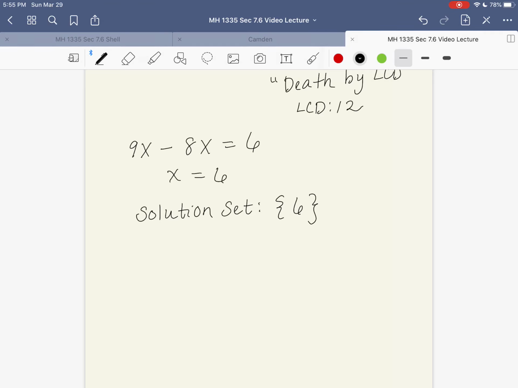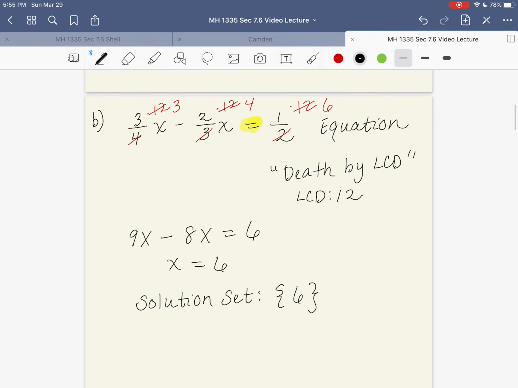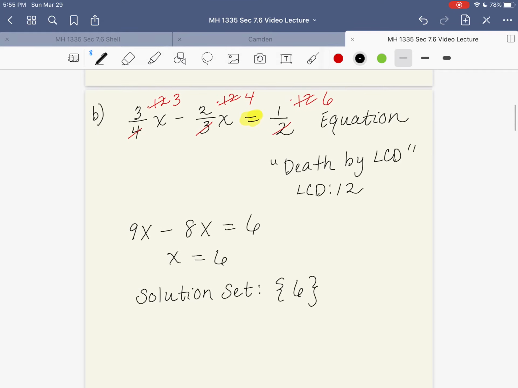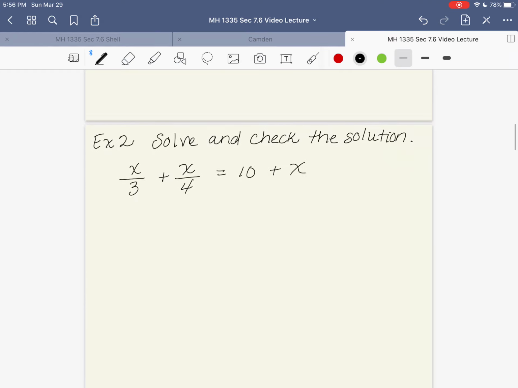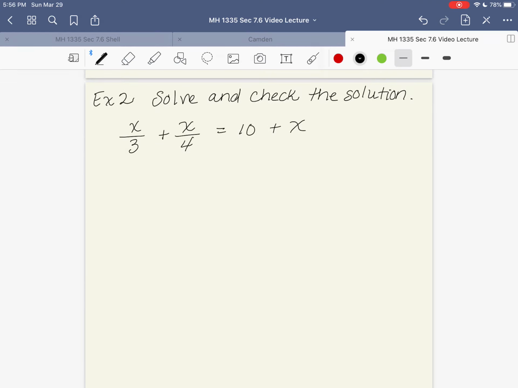If you wanted to check this, you could plug 6 back in for x and see if you can verify it. All right, example 2 says to solve and check the solution. I will actually check this one.